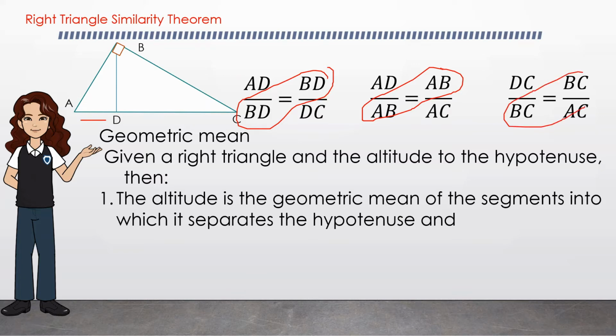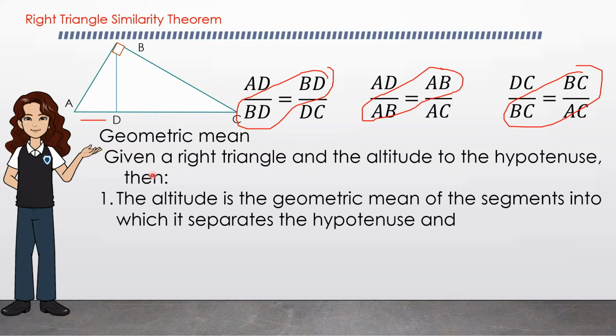Okay, so what do you call that, guys? What do you call that proportional segment? This kind of proportional segment, we call it geometric mean. Guys, do you remember the parts of the proportion, the extremes and means? So these two, we call the means. So what is the geometric mean?